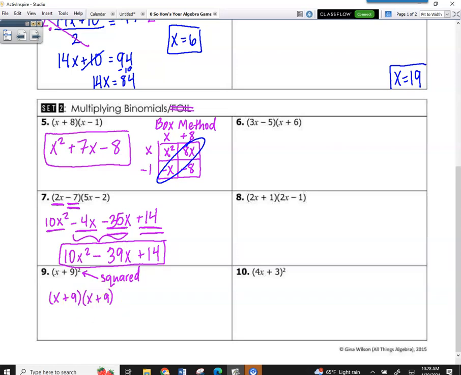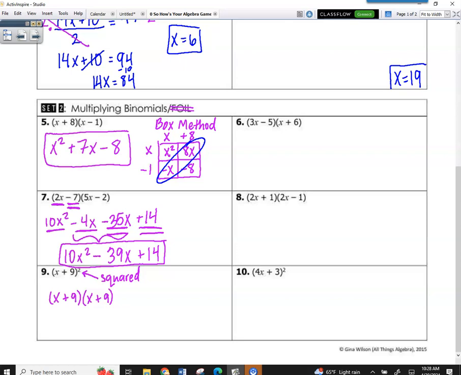Sorry. Okay. So on number 8, I've been doing the box method since 9th grade, and that's how I did it. So when you're supposed to combine like terms, I got negative 2x and positive 2x. What am I supposed to do with that x since it becomes a 0? Means it disappears. So your answer will be 4x squared minus 1.